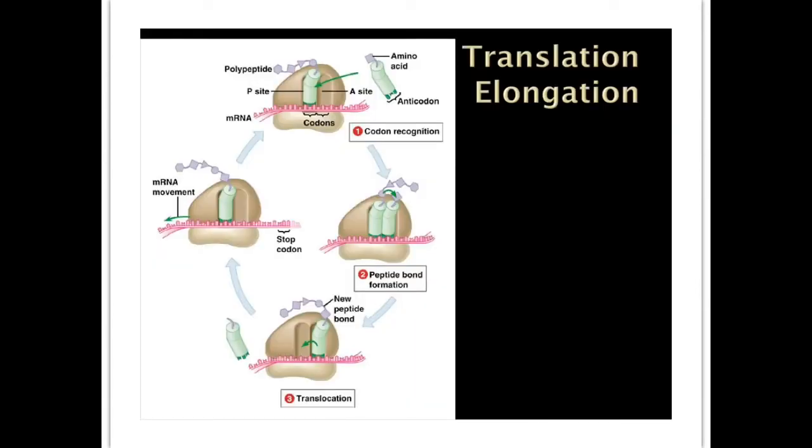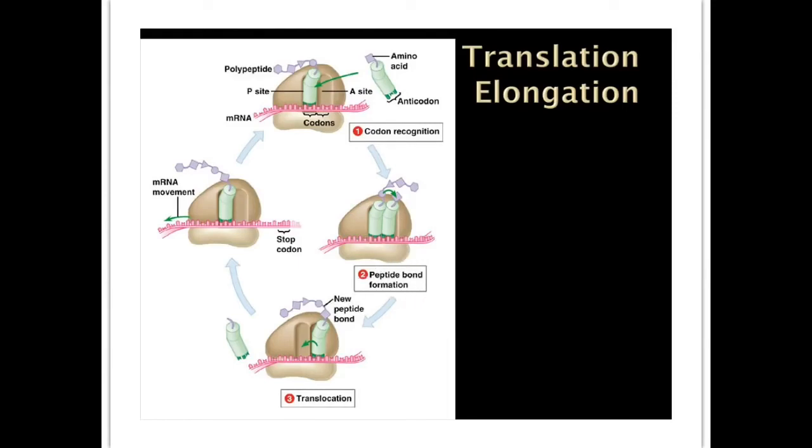Translation elongation is how do I keep adding amino acids to my protein? How do I elongate my amino acid chain? So it's really the same process where it starts with codon recognition. Remember, the three bases on the mRNA are called the codon. The three bases on the tRNA are called the anticodon. So the correct tRNA is going to come in by matching its anticodon to the codon. So now I have my tRNA, and then I'm going to have a peptide bond formed between the amino acids.